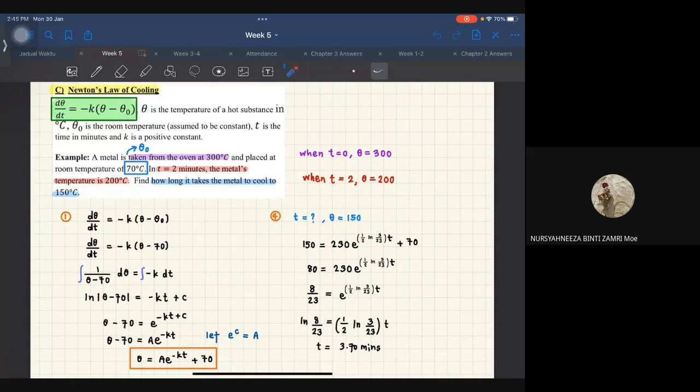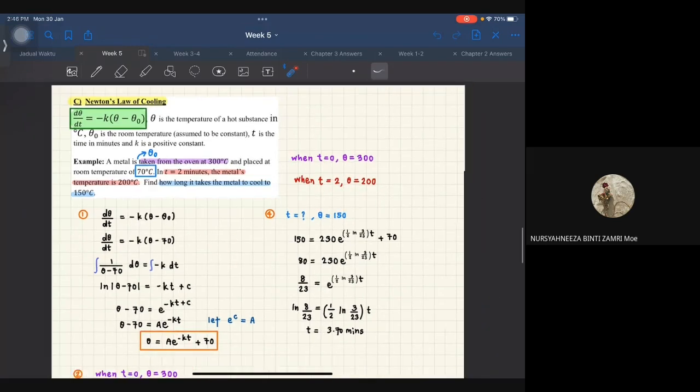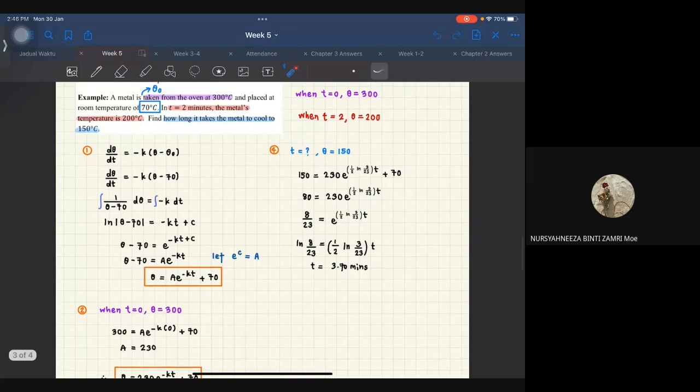Okay, so kita dah bawa keluar two information. Dia kata dekat sini, a metal is taken from the oven at 300 degrees Celsius. Okay, so maksudnya bila dia diambil asal-asalnya tadi, dia punya temperature adalah 300. This one, theta is 300. Okay, so pada keadaan asal, maksudnya masa belum berlalu lagi, which is T equals to 0. Settle. Okay, and then the next one yang warna merah pula, so dia kata in T equals to 2 minutes, the metal's temperature is 200 degree Celsius. Okay, so T equals to 2, you get theta equals to 200. Settle.